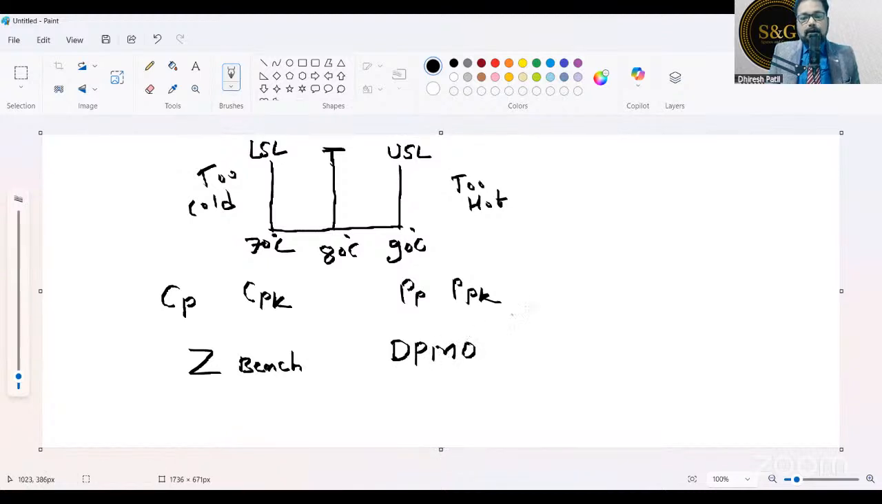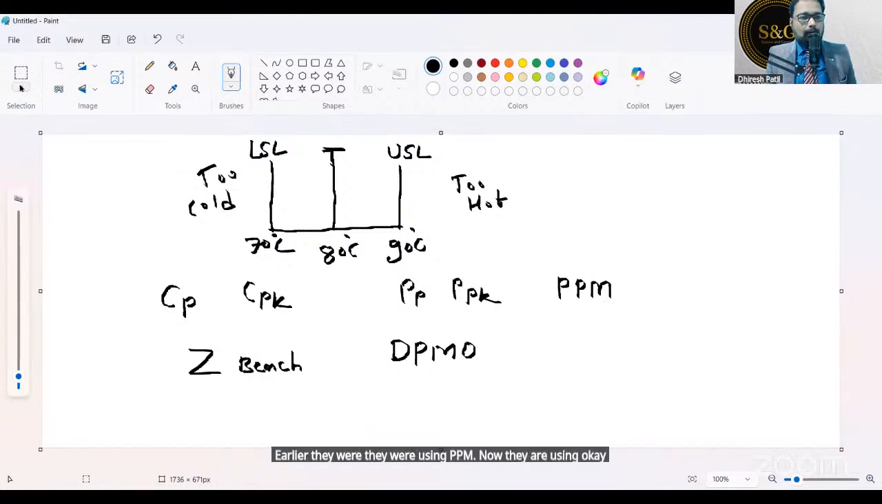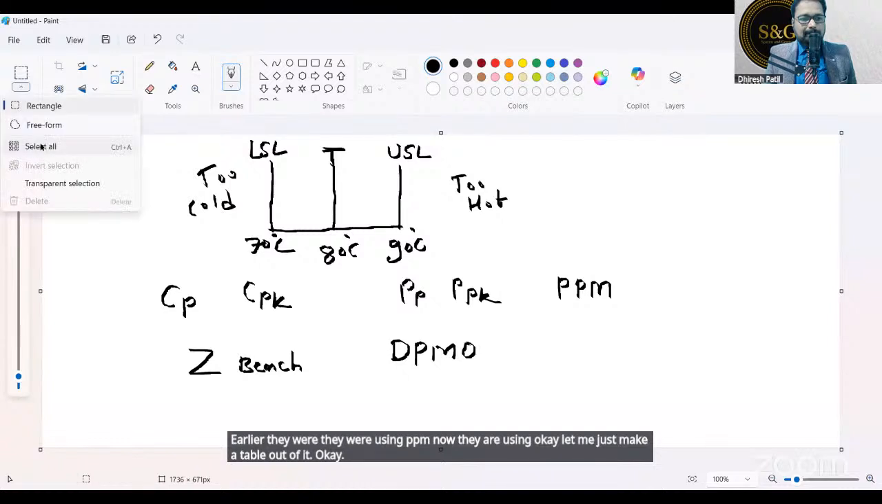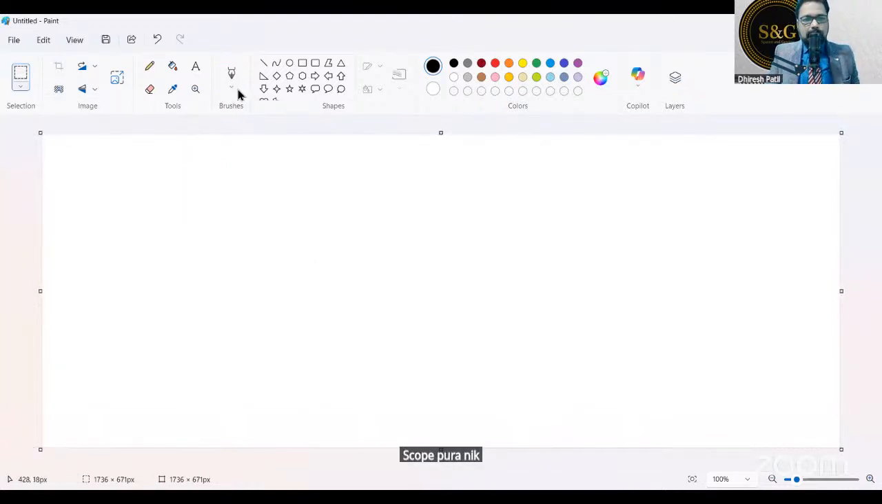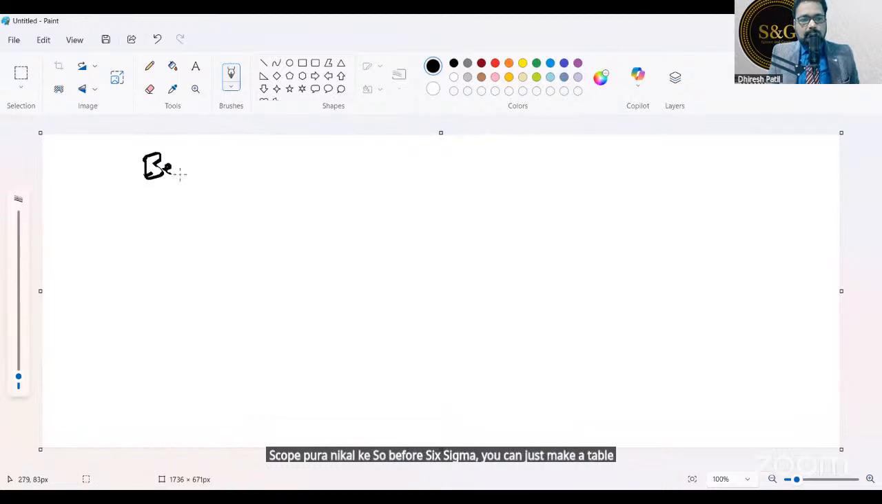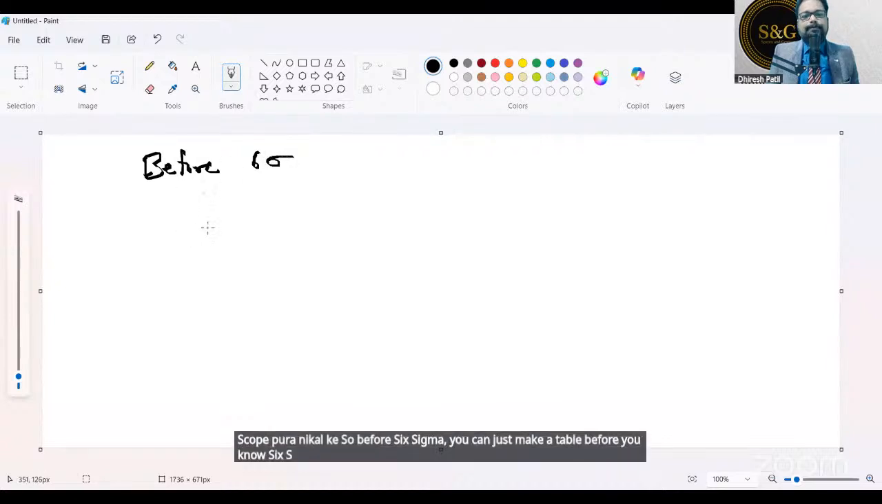Okay. So earlier it was CP, CPK and PPM also. Earlier they were using PPM. Now they are using... okay, let me just make a table out of it. Okay, one minute, I'll make the table and fill it in completely. So before Six Sigma, you can just make a table. Before Six Sigma methodology, all right.